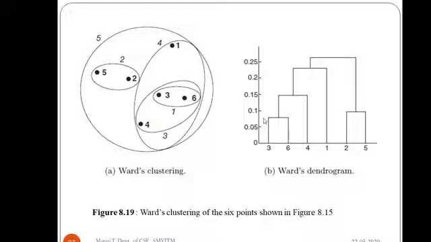So this brings us to the end of the specific techniques in agglomerative hierarchical clustering, that is single link or min, complete link or max or clique, group average, and Ward's method and centroid method.